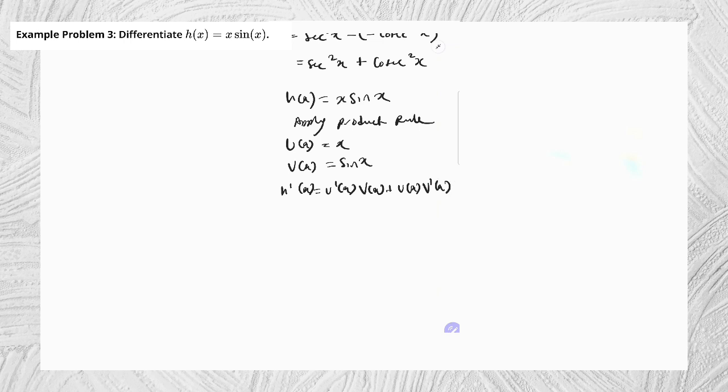Now, when you differentiate u of x and v of x, differentiation of u of x will give you 1 and differentiation of v of x will give you cos x. So once you substitute all the values of u of x differentiated, v of x and v of x differentiated, you end up with 1 times sine x plus x times cos x. And your final answer will be sine x plus x cos x.